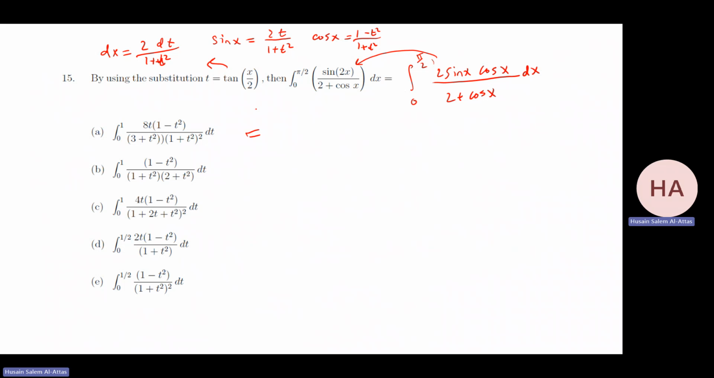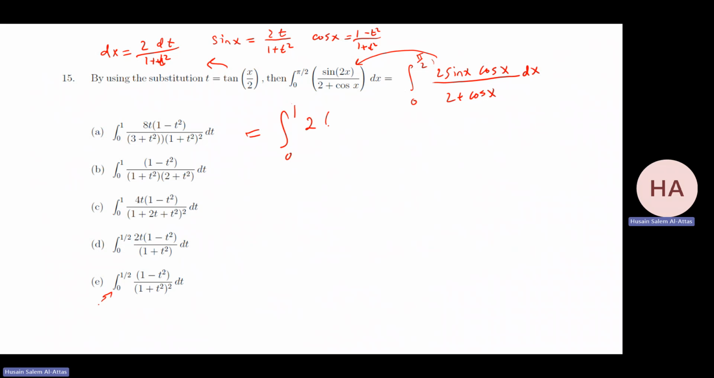And now what will be the limits? If x equals 0, tan 0 will be 0. If x equals pi over 2, that will be tan of pi over 4, which is 1. That is from 0 to 1. Done. So that's one.